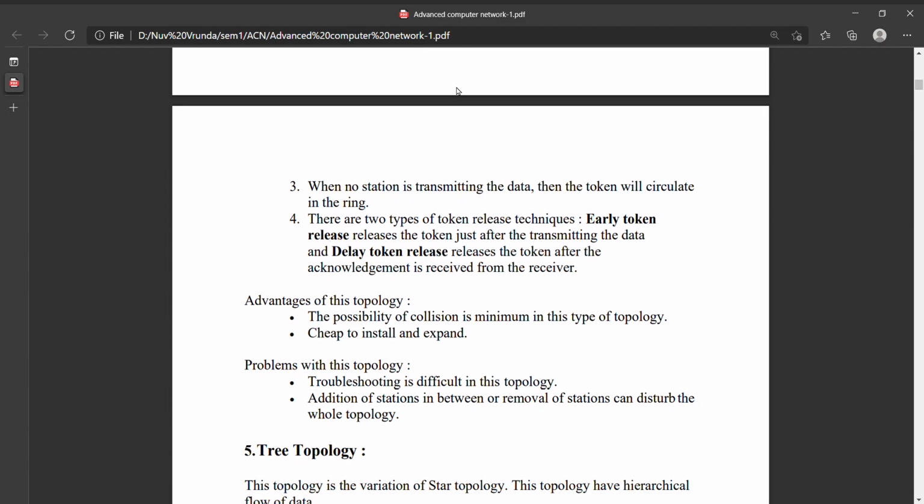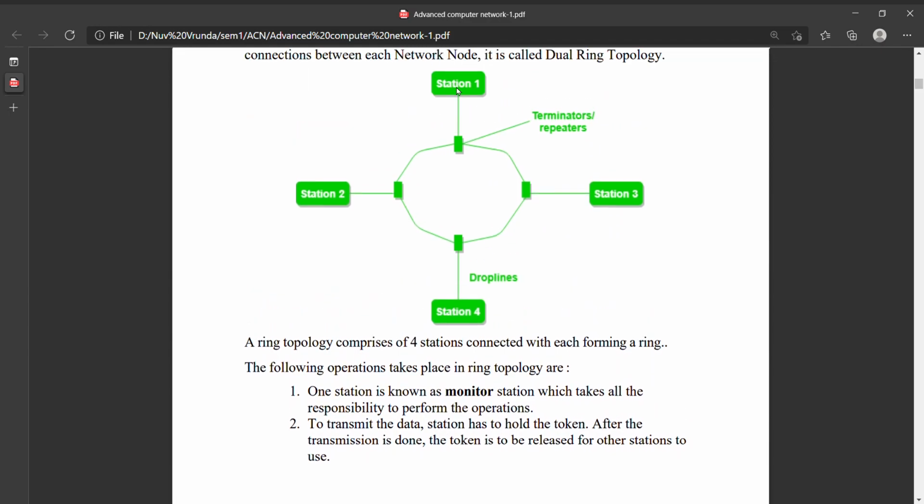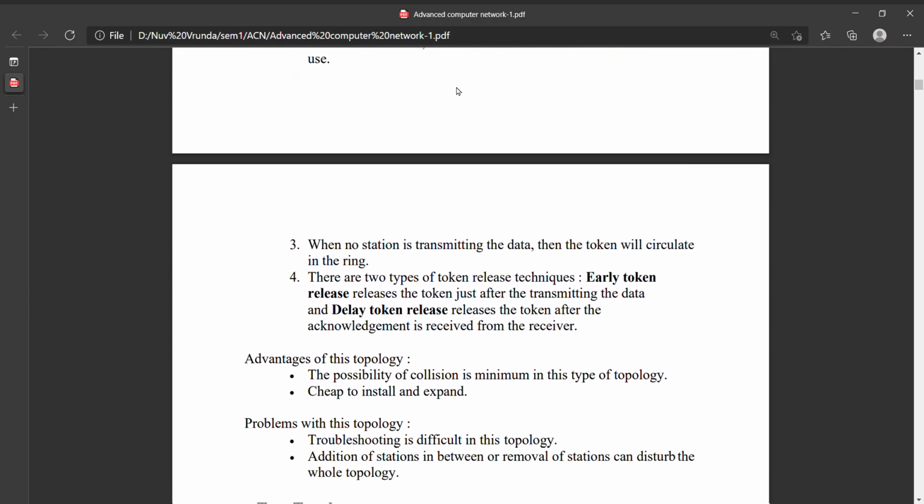There are two types of token release technique: early token release, just after transmitting the data, and delayed token release, where the token is released after the acknowledgement is received from the receiver. How the token works in a station and how the data is transferred is explained here.